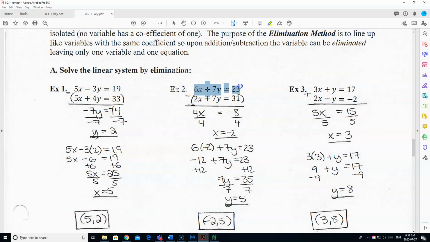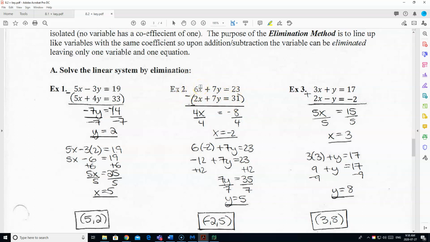Equation 1, 6x plus 7y equals 23. And then equation 2, 2x plus 7y equals 31. And then for the elimination step, again, decide if you're going to subtract or add. Here we're subtracting because 7y minus 7y will eliminate it. If we decide to add the equations, 7y plus 7y will get 14y, so we don't get to eliminate anything. We need to eliminate one of the variables.